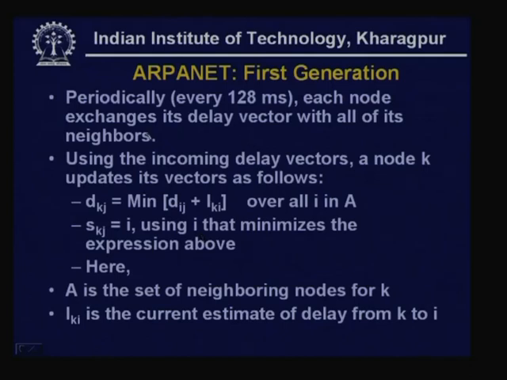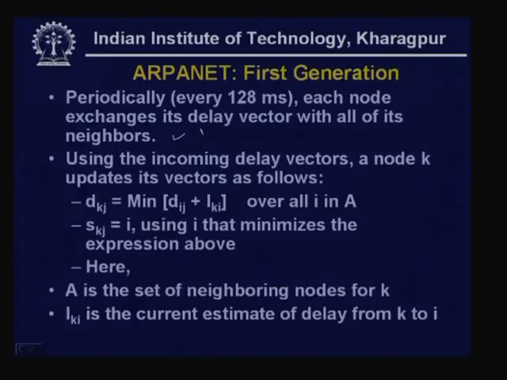Periodically, each node exchanges its delay vector with all of its neighbors. As we have seen in the distance vector algorithm, the exchange of information takes place with the neighbors, not with all the nodes. That is being done here, and the interval, as you can notice, is very frequent, at 125 milliseconds. And using the incoming delay vectors, a node k updates its vectors as follows.